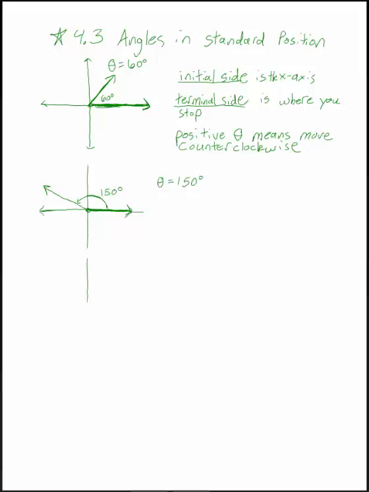Okay, so let's look at an example that would end up in, say, quadrant 3. So let's say we have theta being 240.